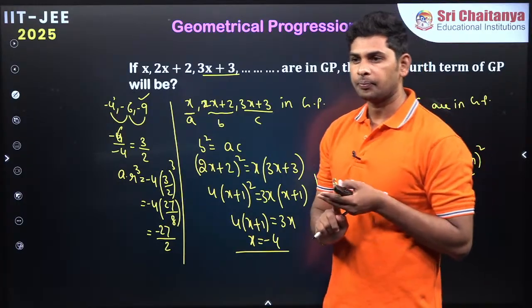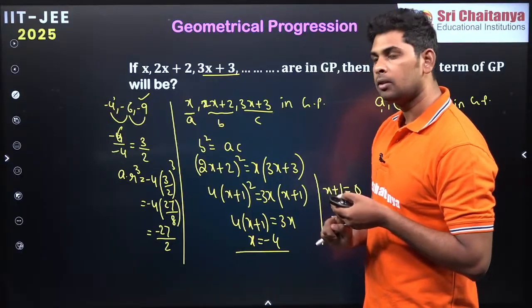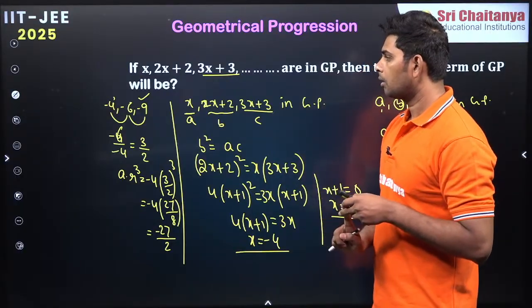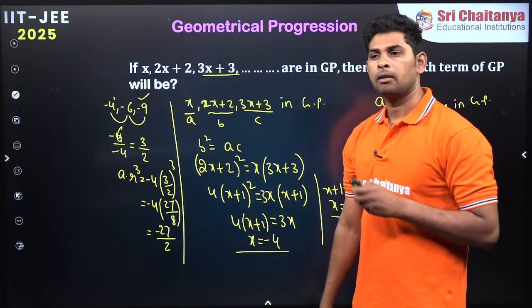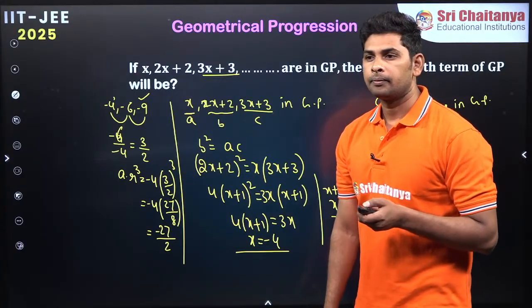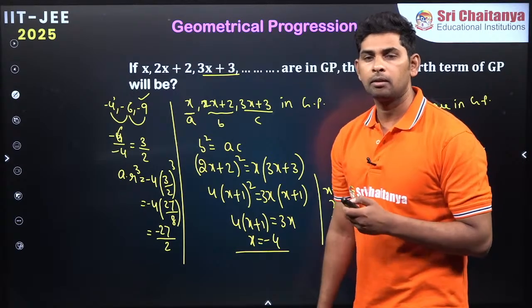Very nice, Sai, you have got it, 27 by 2 you are getting. Right. Nice. Sandhya, nice, minus 27 by 2, very good.